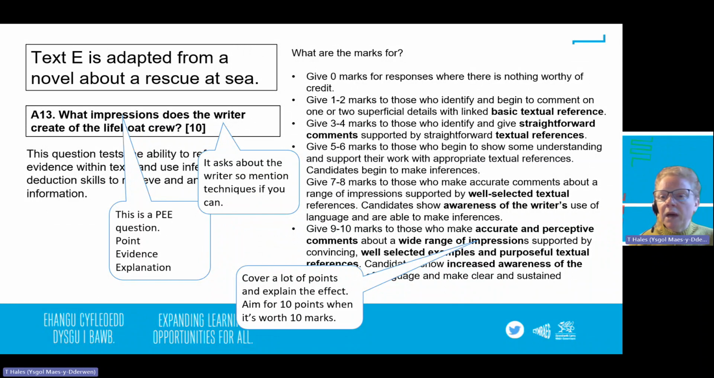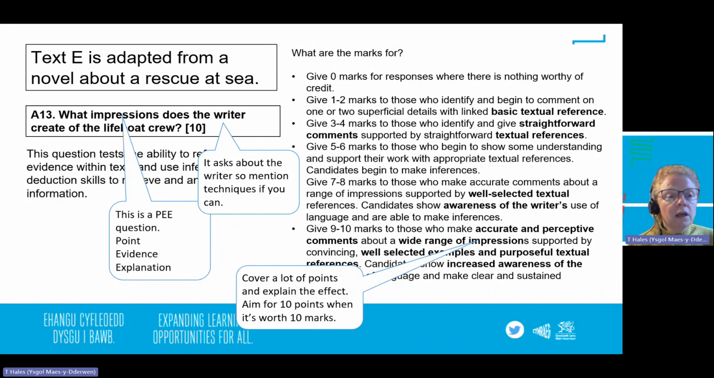And here is the exam criteria. This is what the examiner is giving you marks for. So there are 10 marks available. And if you look at the bits that I have put in bold, they give you a sense of the key skill that you need to be using. So can you see in the first one, it says basic textual reference. So for 2 or 3 marks, you're given basic or straightforward textual references. If you're going up to the 9 or 10 marks, can you see that it says well-selected examples and purposeful textual references? So for 9 or 10 marks, you're using some really good quotes. You're giving some really good justification for your points.